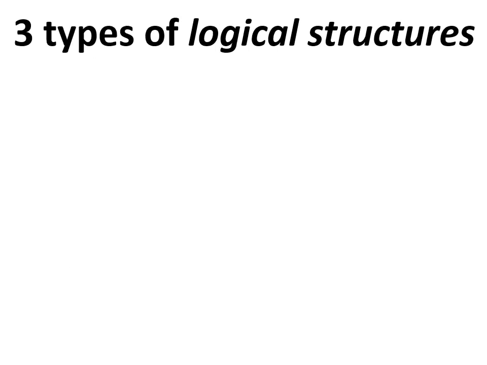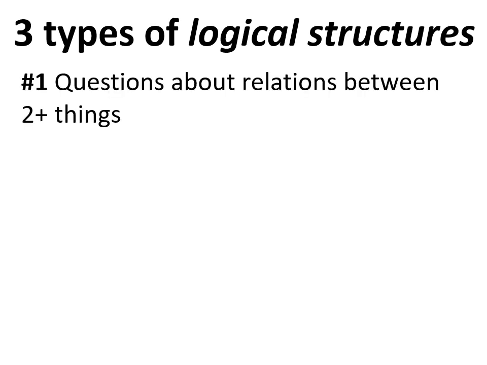Spickard argues that there are 3 broad categories or types of logical structures. The first he defines as being useful for answering questions about relations between 2 or more things.